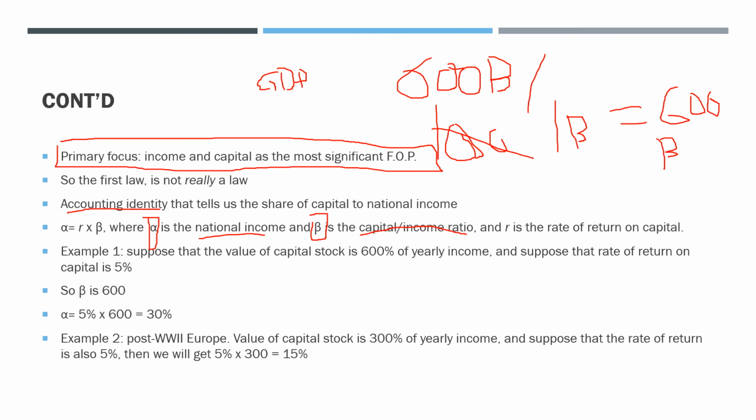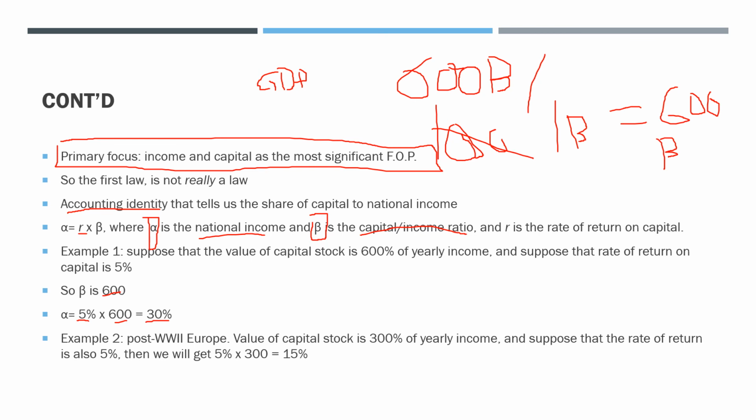So now we want to find alpha, right? So how do we get that? We do r, which we know is 5%, times beta, which we know is 600. So 5% times 600 is 30%.